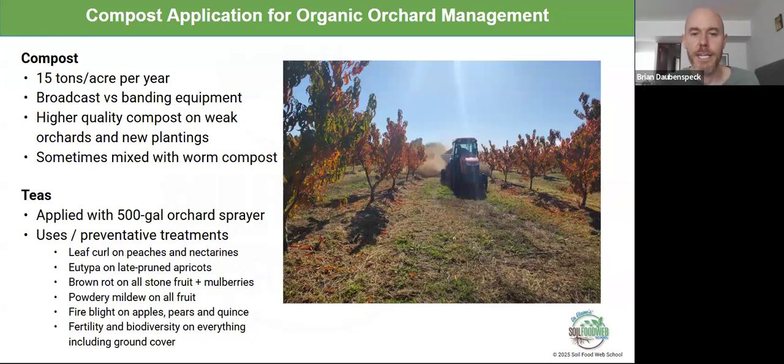We had done mostly broadcast spreading, between rows and in the rows as well. Then we started banding it, getting it closer and concentrating that compost on the trees, and that helps a lot as well. High quality compost on wheat. As I mentioned earlier, we would set aside higher quality compost, or create higher quality compost, that we would save for new orchard plantings or weak orchards. And sometimes we mix this compost with worm compost again to get those same results.